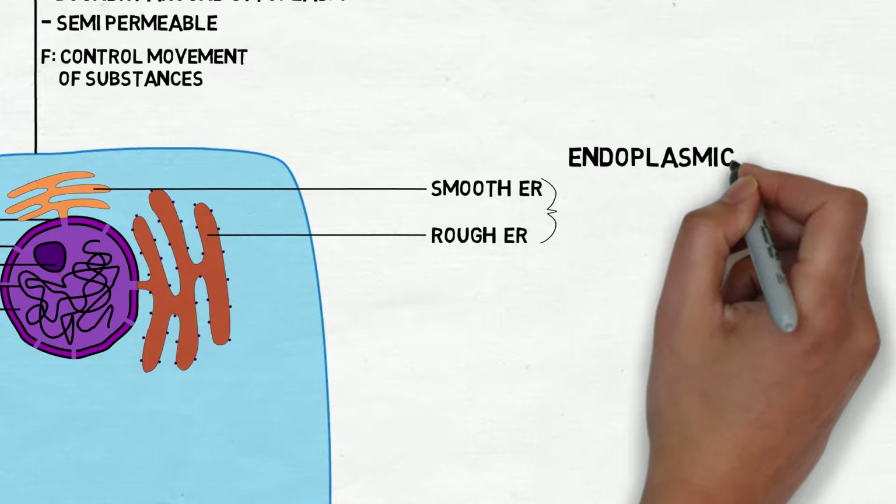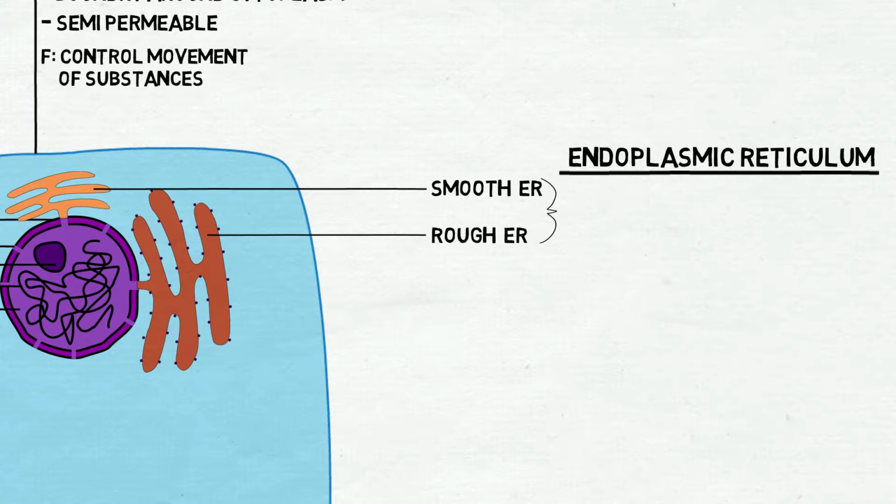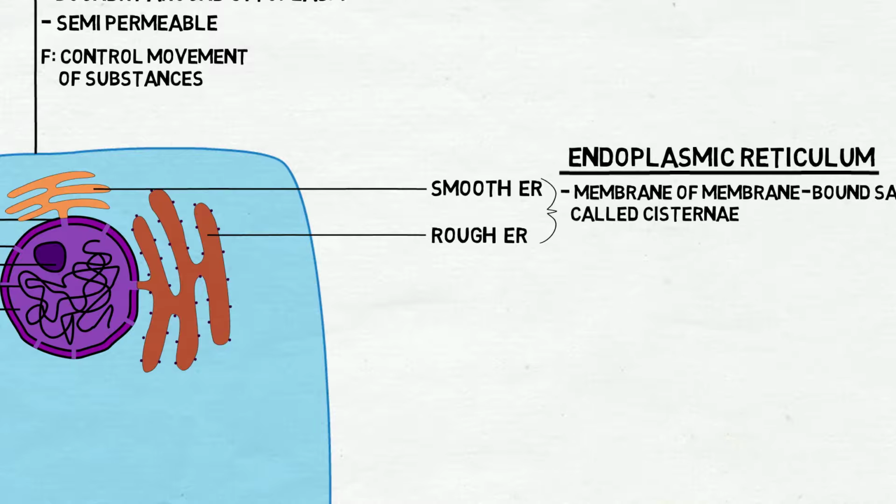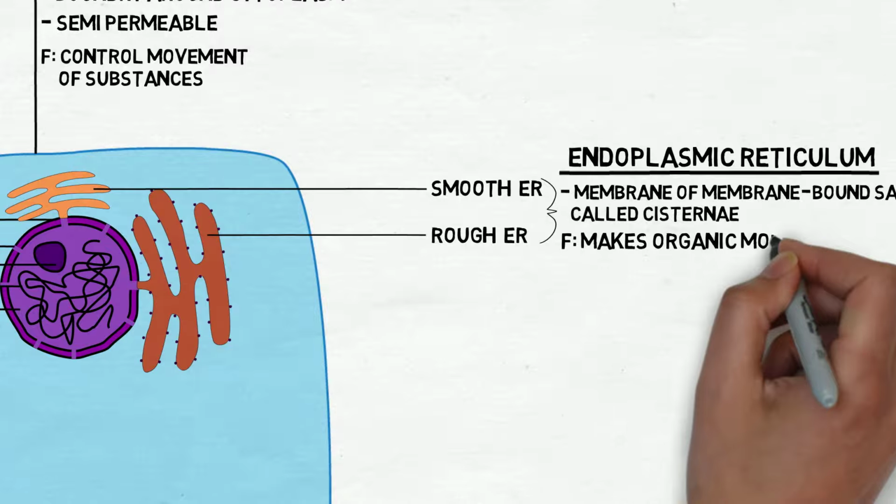The function of the ER is basically to serve as the manufacturing plant of the cell. Many organic molecules, such as proteins, lipids, and some carbohydrates, are produced with the help of the endoplasmic reticulum.